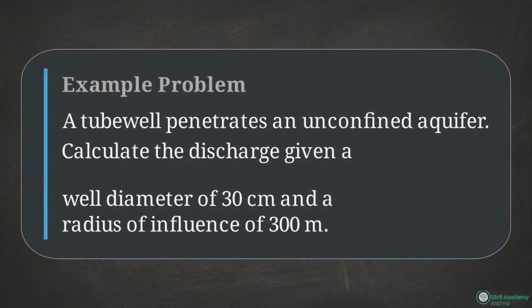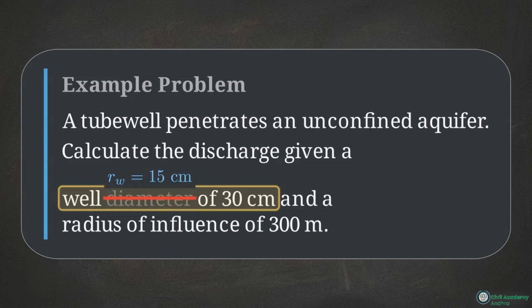Finally, pay attention to the well dimensions given in the prompt. Test questions frequently give you the well diameter. These formulas strictly require the radius, RW. If you see diameter in the question, strike it out and divide by 2 immediately.